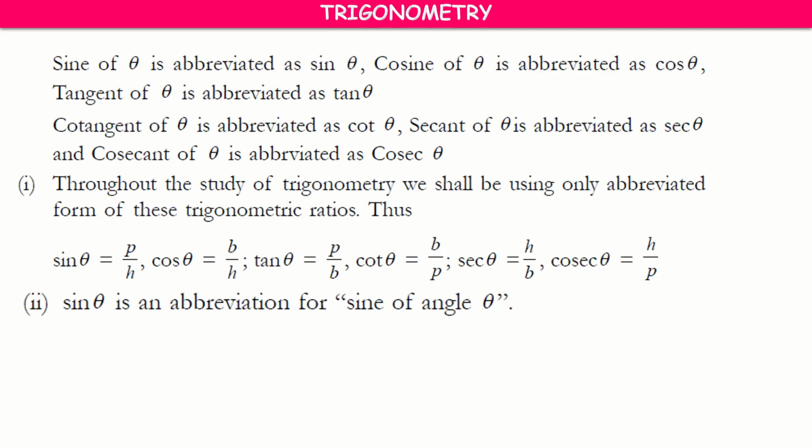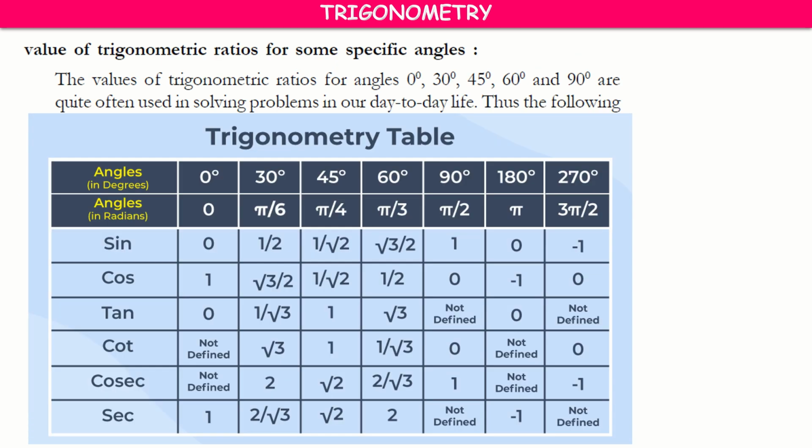Next, observe the description he has given. Observe this, very important. See, angles, types of angles. Sine 0 is 0, sine 30 is 1 by 2, sine 45 is 1 by root 2, sine 60 is root 3 by 2, sine 90 is 1, sine 180 becomes 0, sine 270 becomes minus 1. See, here these angles are just up to 180 degrees.